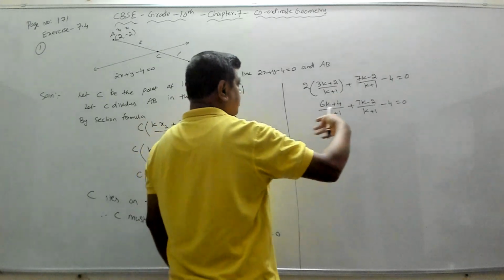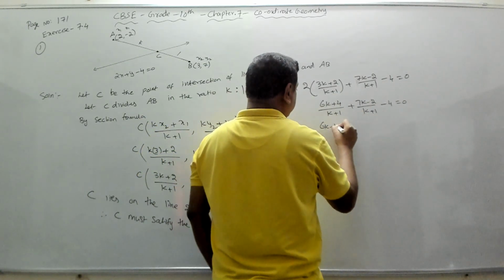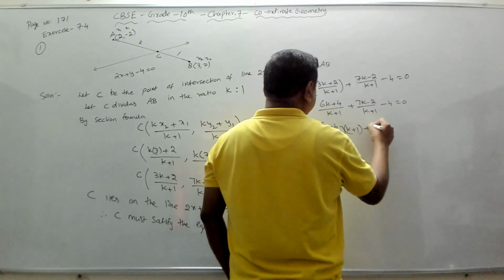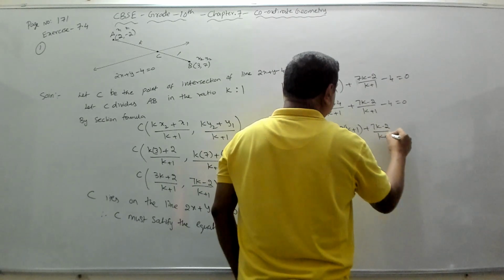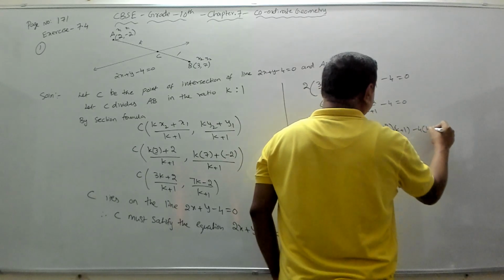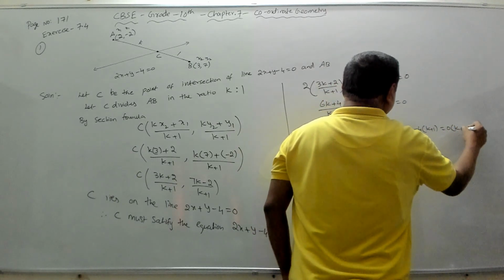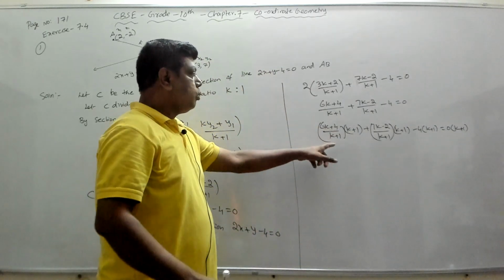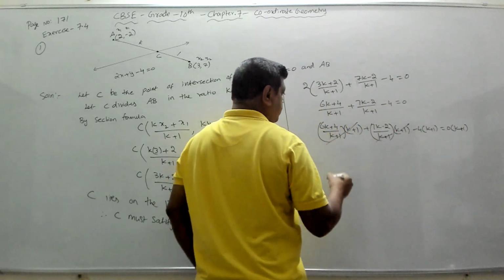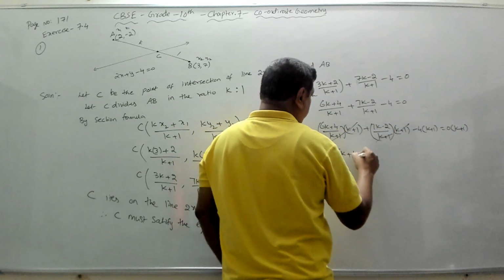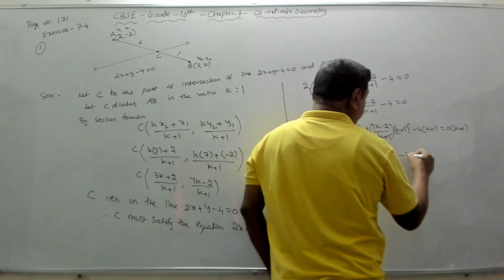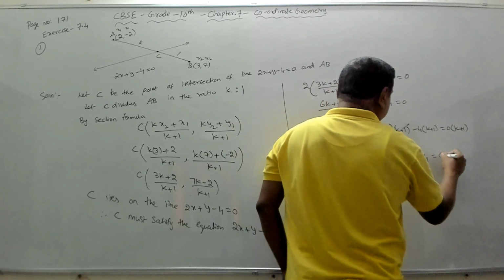If you multiply throughout by k plus 1, then we will get 6k plus 4 by k plus 1 into k plus 1, plus 7k minus 2 by k plus 1 into k plus 1, minus 4 into k plus 1 equal to 0 into k plus 1. So we are multiplying throughout by k plus 1 so that this denominator can be eliminated. So here k plus 1 gets cancelled, k plus 1 gets cancelled. So we get 6k plus 4 plus 7k minus 2 minus 4 into k, minus 4k minus 4, equal to 0 into k plus 1, which is 0.